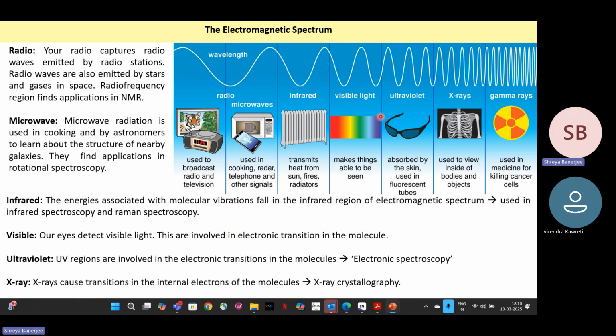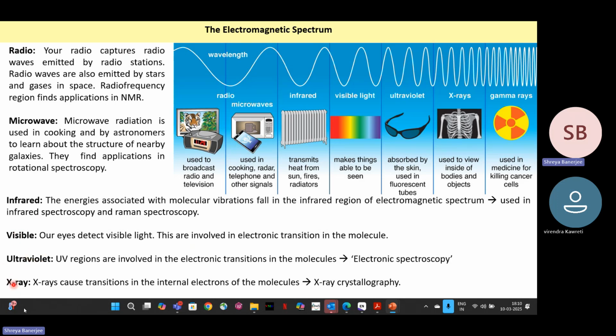Then there is a very narrow region of visible light, which our eyes can detect. These are involved in electronic transitions. So excitation of an electron from one state to another state is done by visible light. The ultraviolet region is also involved in electronic transitions. So for electronic spectroscopy, we use light in the visible and ultraviolet or UV range.